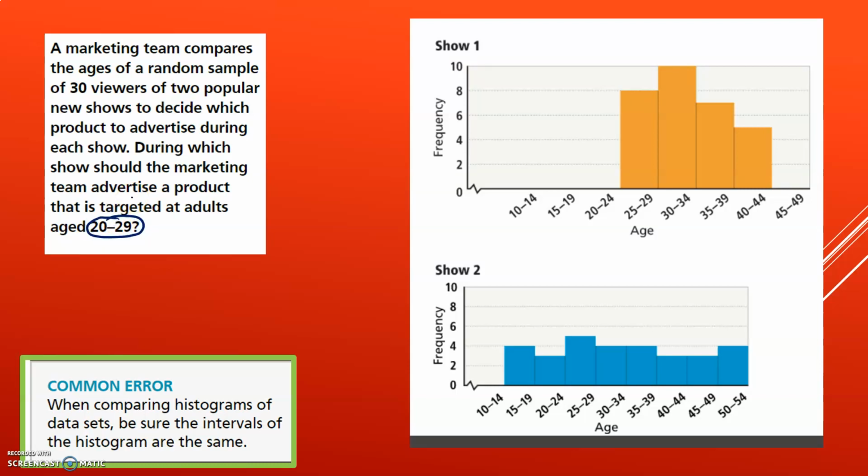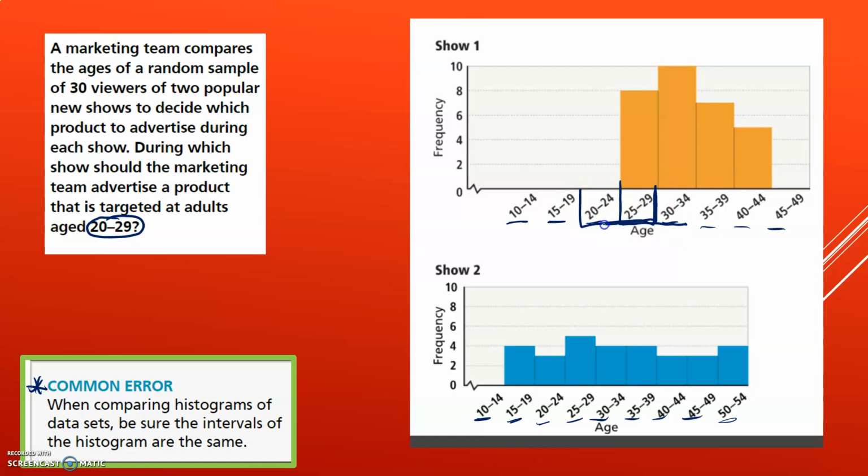Okay. Now, before we go any further, we want to make sure that we focus on this common error. And that is when you're comparing histograms, you do have to make sure that the intervals are the same. So for example, show 1 has an interval of 10 to 14, so does show 2. 15 to 19, same. Okay, so these have to match up, and if they don't, it is not a good thing to compare. Now we do see that show 2 goes a little bit further, but that's just because show 1's data ended.